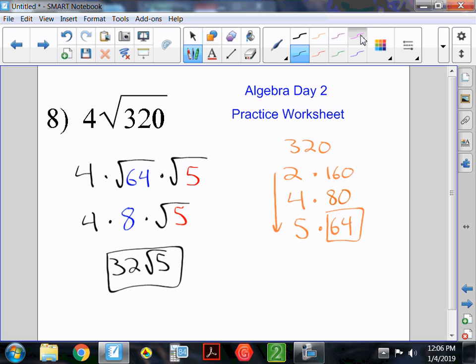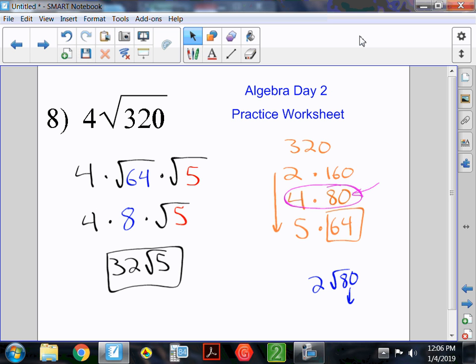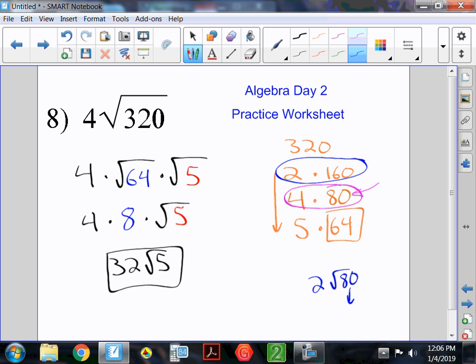If you decided to use 4 and 80, and you simplified that to 2 square root 80, because the square root of 4 is 2, you would have to keep going with the 80 and break the 80 down. You could do 8 and 10, but those aren't perfect squares, so that would take even more work. It's possible to do this process with any pair of numbers. I could even use the 2 and 160. But anytime I use something that does not have perfect squares, it just takes a lot longer to get to the final answer.